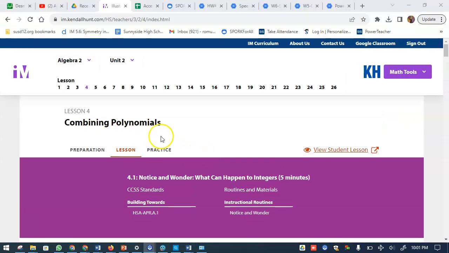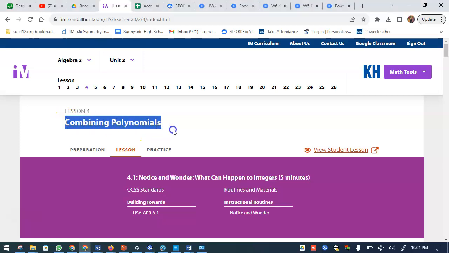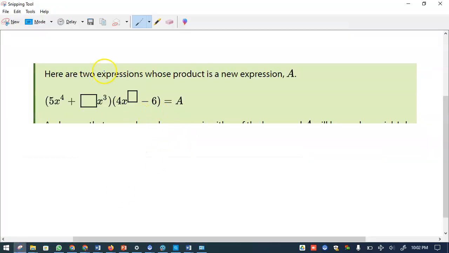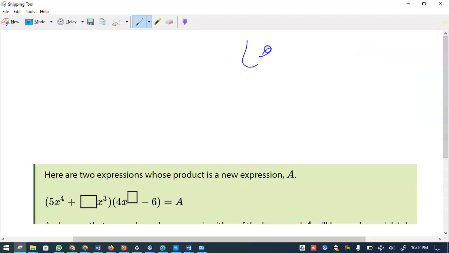I'm combining the lesson number 4 practice problem also because it is almost the same thing. Lesson number 4 is about combining polynomials. What it means is you're adding or subtracting two polynomials. So I will go straight away to the problem. This first problem is practice problem, lesson number 4.